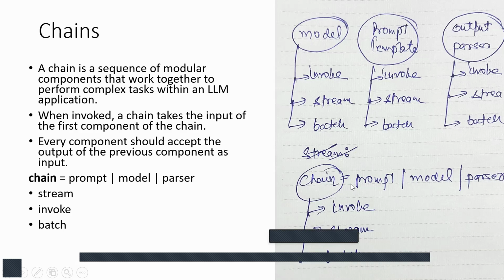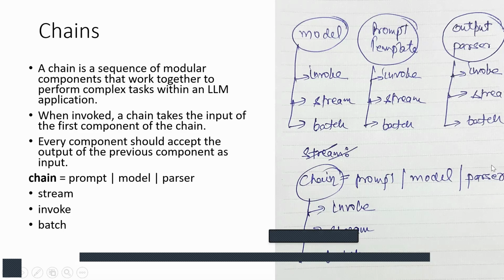So what does this chain mean? The chain is also the final object being built, and it is also a runnable. That means on top of it I can use the same methods: invoke, stream, and batch. But how will it work? My first component is prompt, second is model, third is parser. So what does this syntax mean? This is LCEL, LangChain Expression Language.